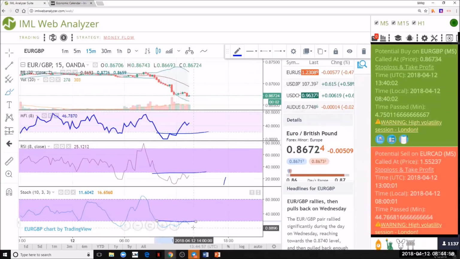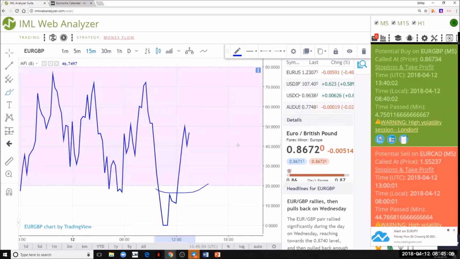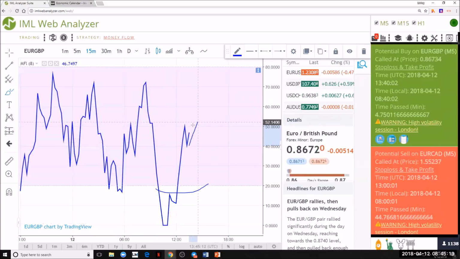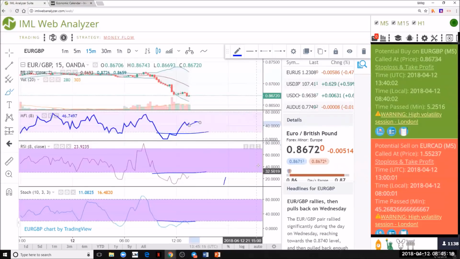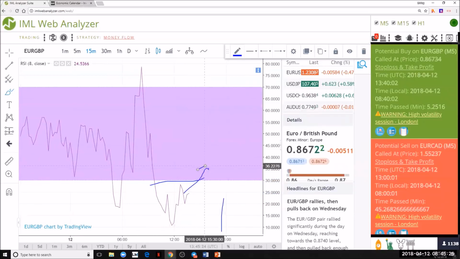Now, the next thing that we want to look at is the money flow looking up. So let's go ahead and take a look. Is money flow looking up? The answer to this is yes. So then we want to check RSI. Is RSI looking up? The answer is yes. My little pitiful little arrow right here. That's a pitiful little arrow.